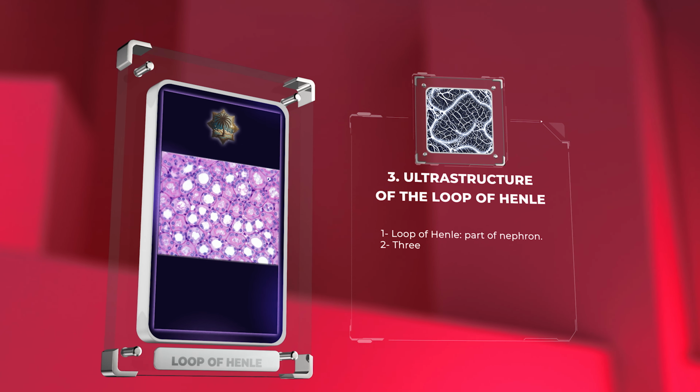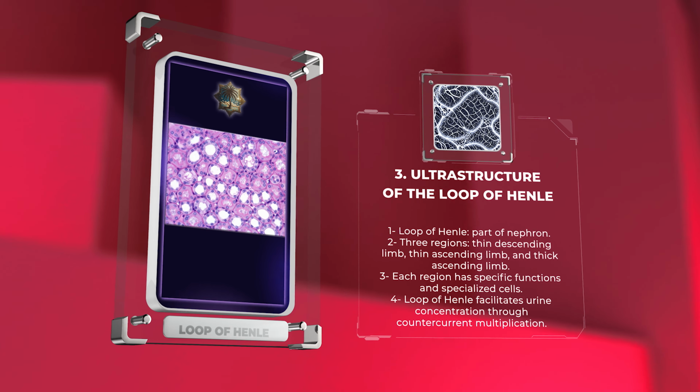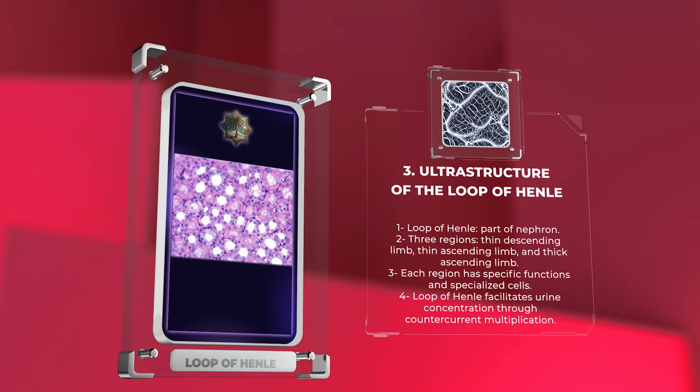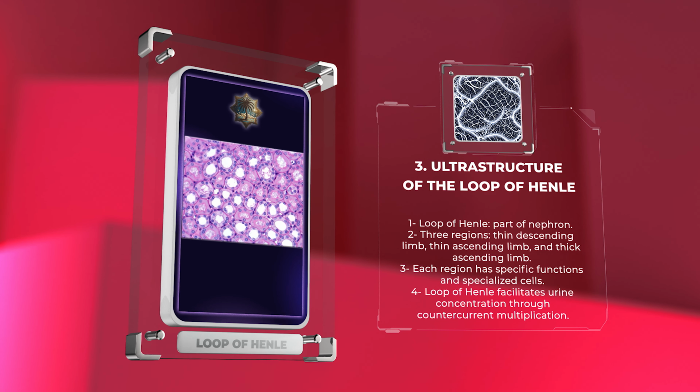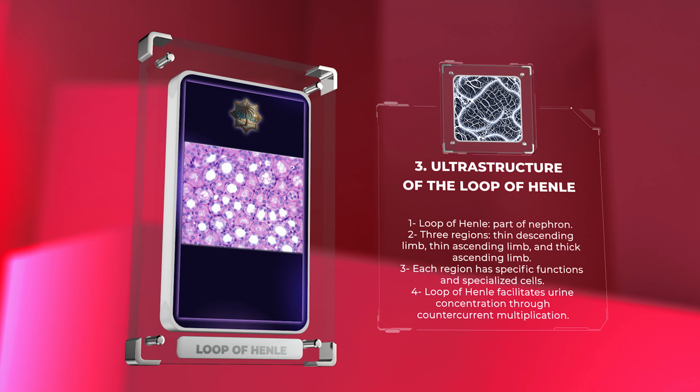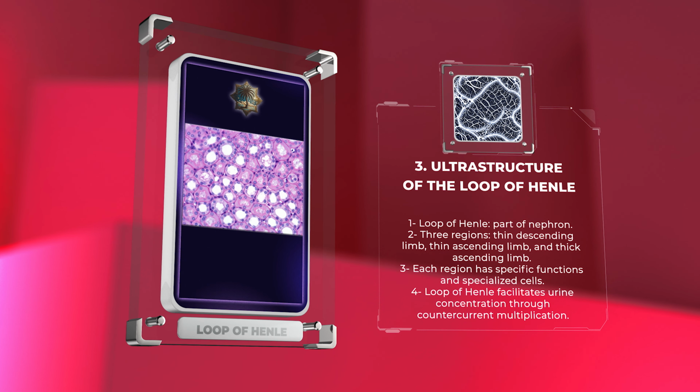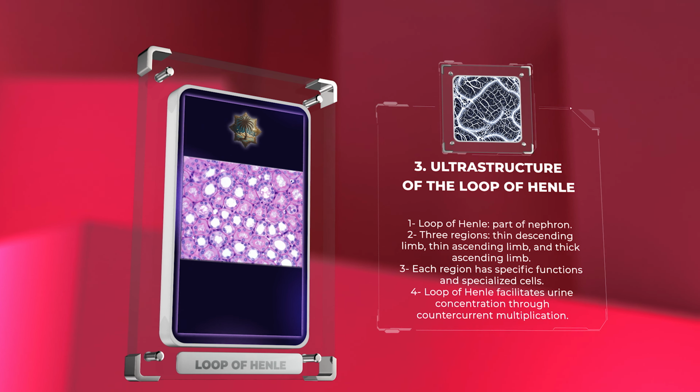The loop of Henle is an important part of the nephron that helps concentrate urine. It has three regions: thin descending limb, thin ascending limb, and thick ascending limb. Each region has specific functions and specialized cells. The ultrastructure of the loop of Henle facilitates urine concentration through countercurrent multiplication.